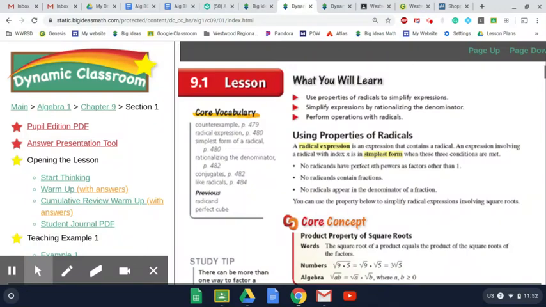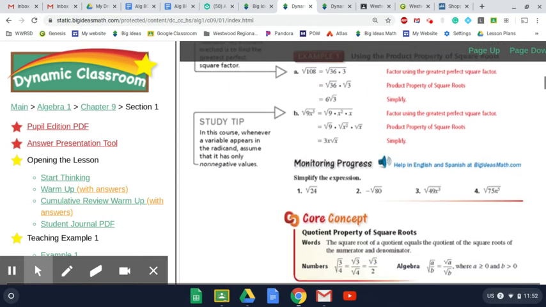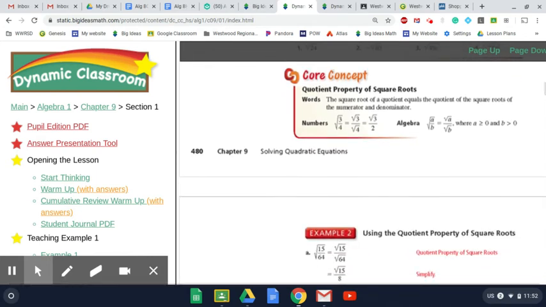We are going to continue going through our lesson for section 9.1. So we are going to look at the quotient property of square roots. The quotient property of square roots says that the square root of a quotient equals the quotient of the square roots of the numerator and the denominator.